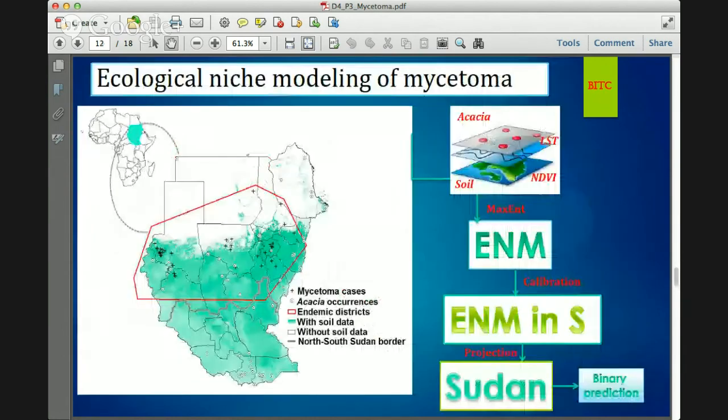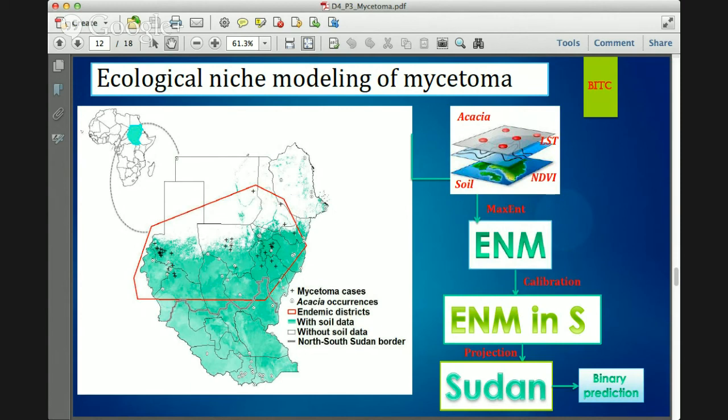For Mycetoma ecological niche modeling, we estimated an M where the sampling occurred, and afterward, we considered this region as a calibrating area. We estimated the ecological niche model in the calibrating area, and afterward, we projected the model to all of Sudan.